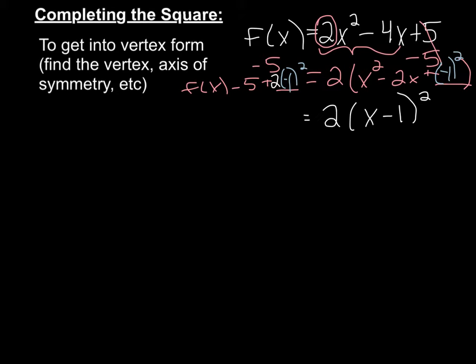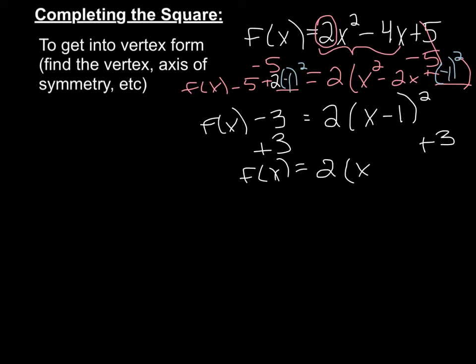And on the left-hand side, it stays f of x, but we're going to evaluate. So negative 1 squared is positive 1, plus 2 is positive 2, and negative 5 plus 2 is going to give me a negative 3. Finally, we want to get the f of x, or the y, however they write it is how you should write your answer, by itself by adding the 3 over to the other side. So we're left with f of x equals 2 times x minus 1 squared plus 3. This is the answer in vertex form.